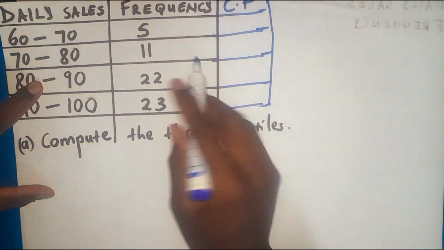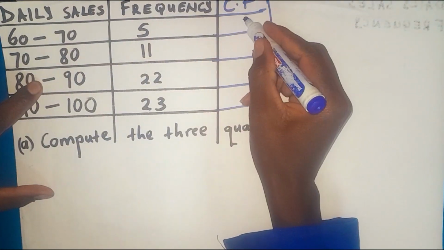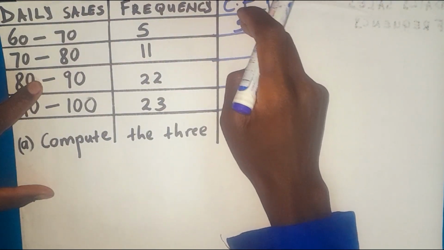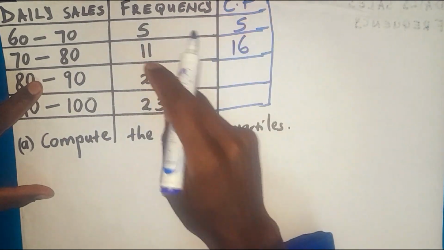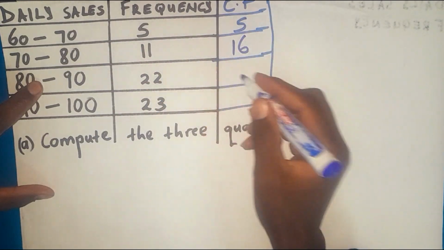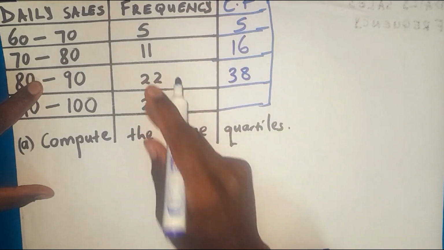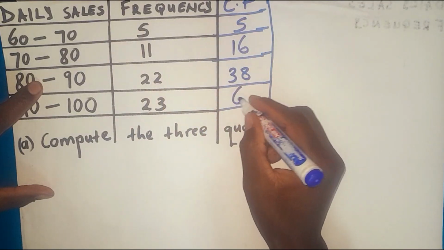To calculate our cumulative frequency, we take the first frequency as it is, and then we say this cumulative frequency plus the second frequency, that's going to be 16, and then 16 plus 22, we're going to get 38. 38 plus 23, that's 61.